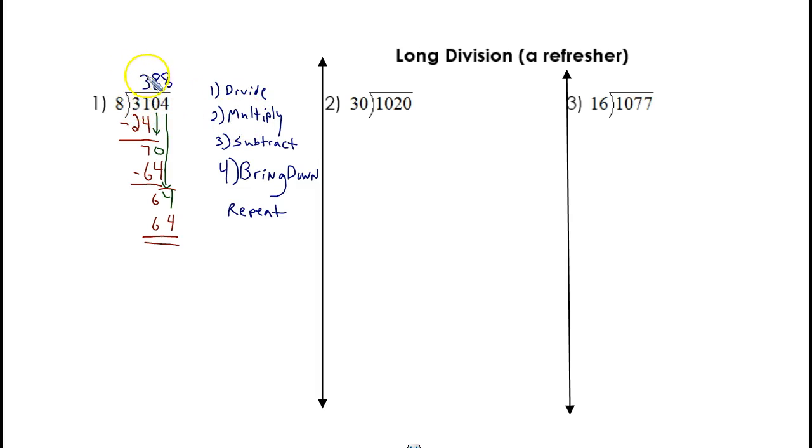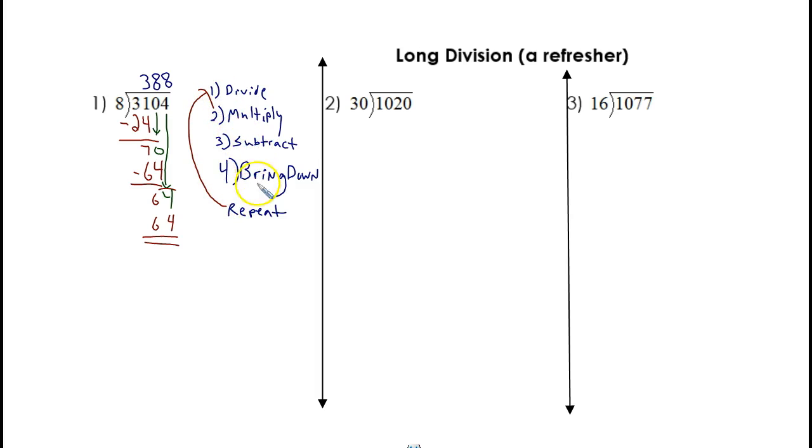After that, you multiply whatever number you got times 8. 3 times 8 is 24. That's the second step, to multiply. The third step was to subtract. We would take the 31 above the 24 and subtract 24, and that gives us 7. And the number after you subtract should always be less than the number you're dividing by. Our fourth step is to bring down the next number, and we start the whole process all over again.